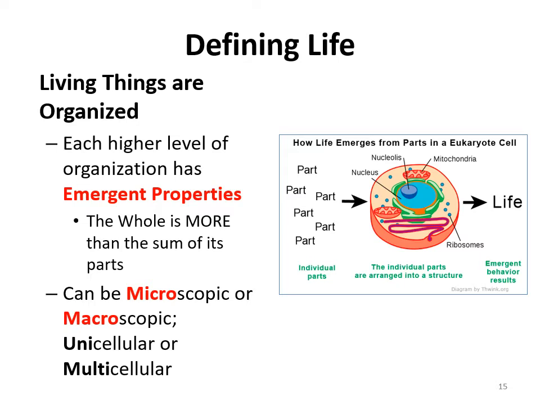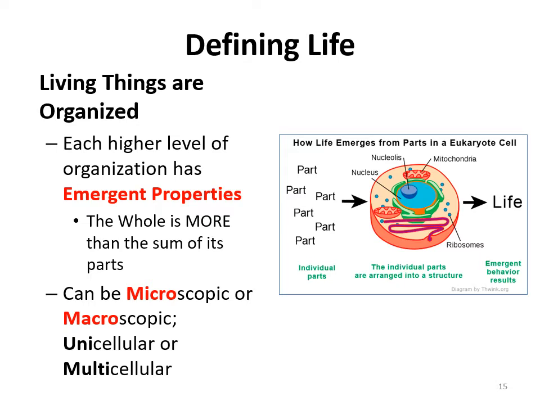One aspect of defining life in science is that they have to be organized. And what happens with the organization in living things in biology, each level of organization ends up having what we call emergent properties. Okay, and the way that I put that there as a bullet point is the whole is more than the sum of its parts. What this means is emergent properties. As we go up the different levels of organization, such as from an atom to a molecule, each higher level will end up having properties specific to that higher level that you cannot achieve with the smaller or lower level.